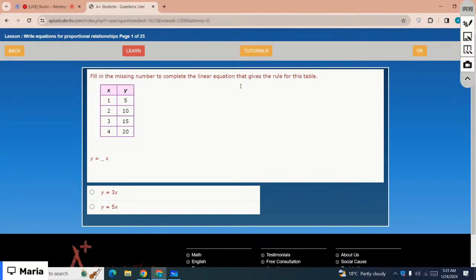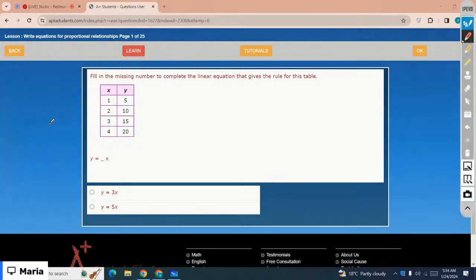Fill in the missing number to complete the linear equation that gives the rule for this table. So, which is the correct option? Okay, just look at the x and y value. 1 times what number is 5? X is 2. 2 times what value is 10? 3 times what value is 15? And 4 times what value is? So, which is the correct option?